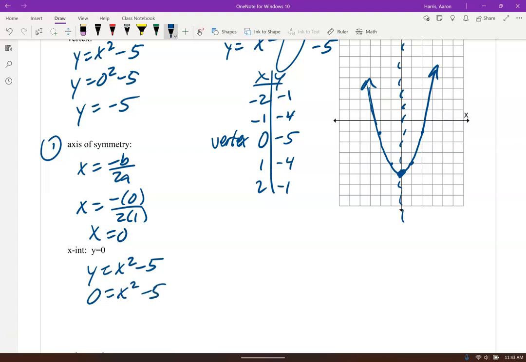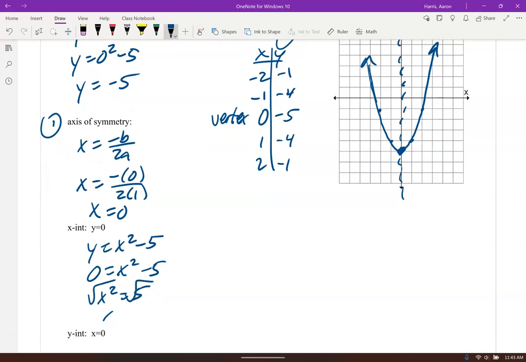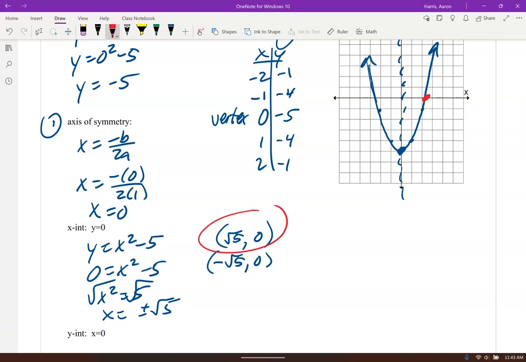Let's go ahead and formally find our x-intercepts by letting y be 0. So I'm going to add 5 to both sides. So I have x squared equals 5, and take the square root. So x is plus or minus the square root of 5. So my x-intercepts are square root of 5, 0, and negative square root of 5, 0. In other words, 2 point something, 0, right, there it is right there, and negative 2 point something, comma 0. There's our x-intercepts.